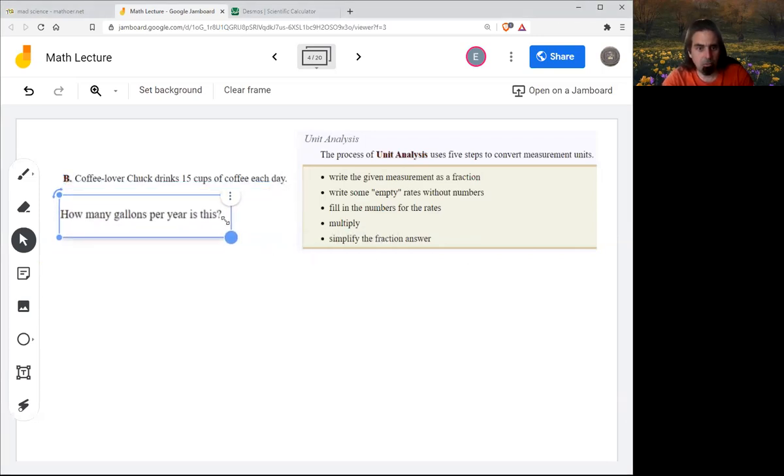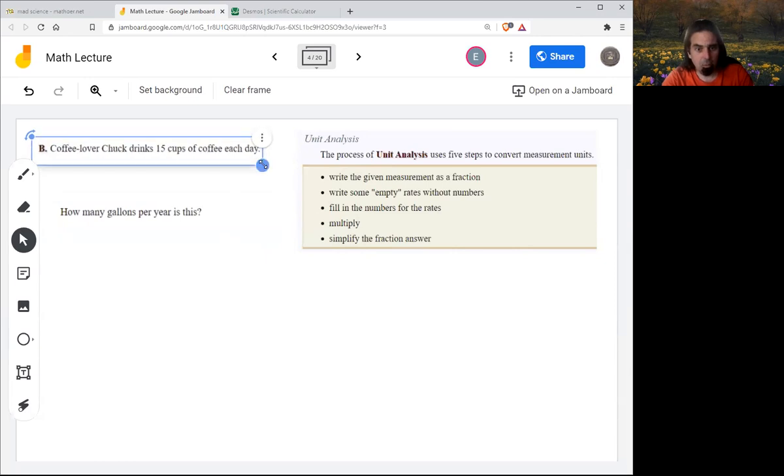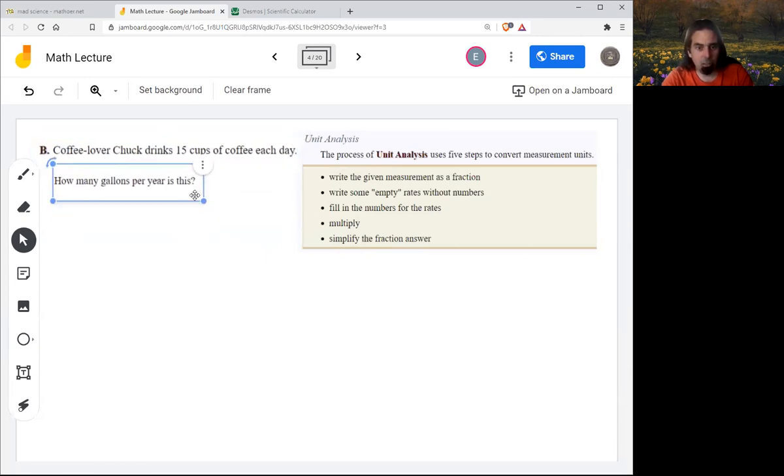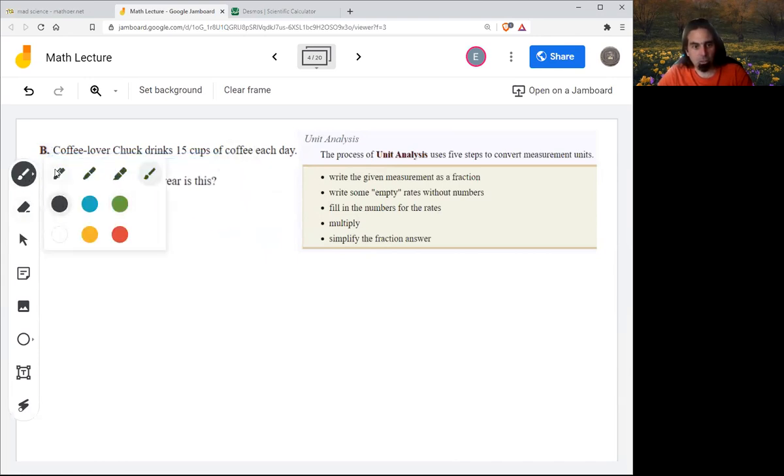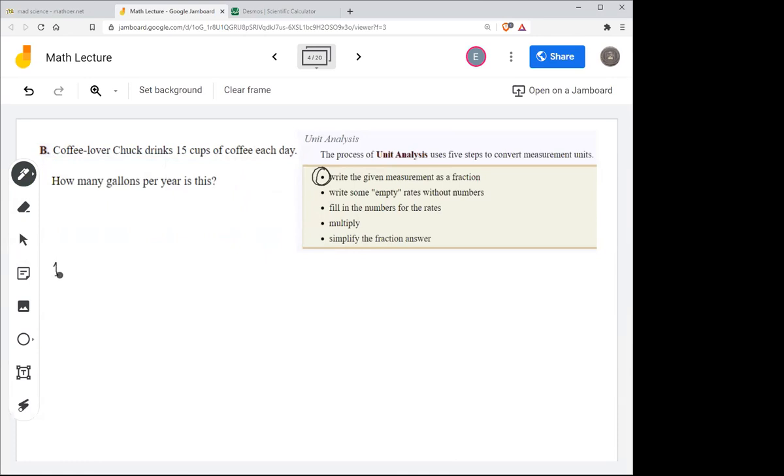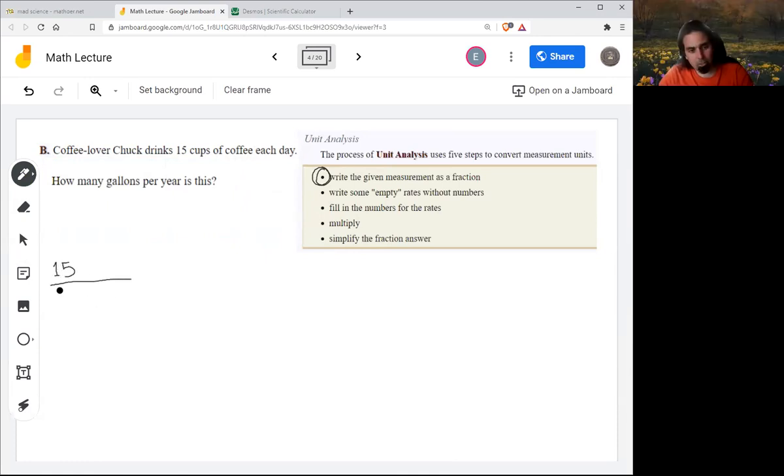Okay, so somebody drinks 15 cups of coffee a day. My goodness. How many gallons per year is that? So same steps. I'm going to start with writing what they give me as a fraction. What should I write? 15 over 1. Yeah, if all I write is 15 over 1, I'm going to confuse myself.